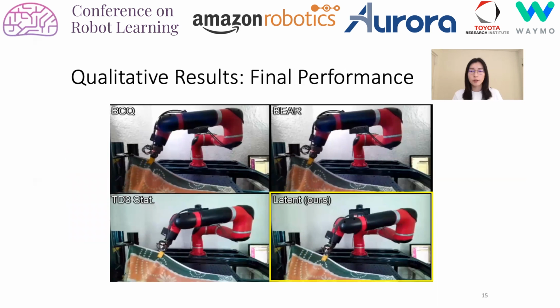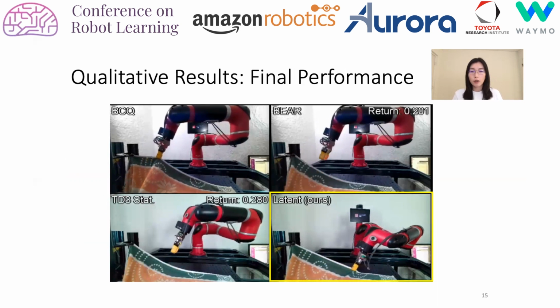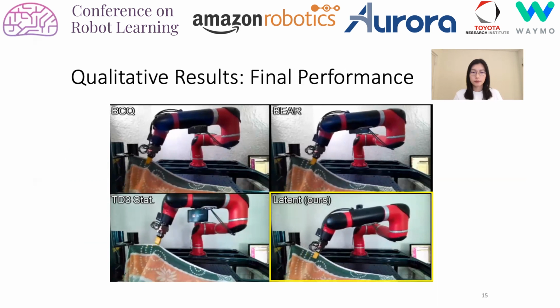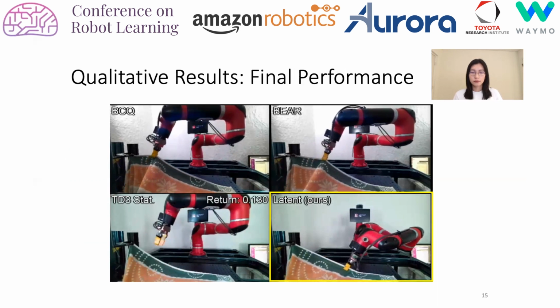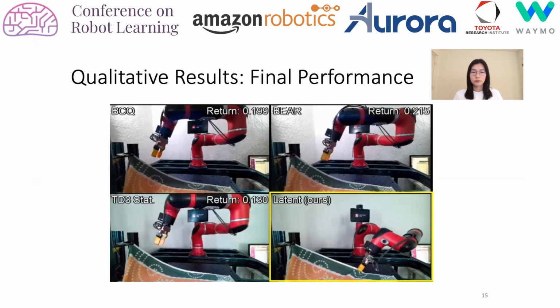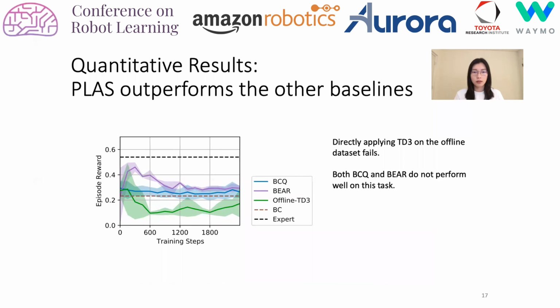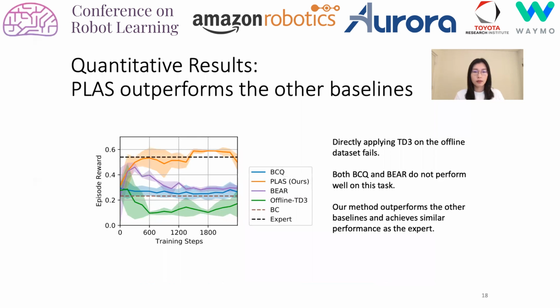Here's the final performance of the policy for each method. Our method can move the farthest compared to the other baselines. Here are the quantitative results. Directly applying TD3 on the offline dataset fails. Both of the offline RL baselines, BCQ and BEAR, do not perform well on this task. Our method outperforms the other baselines and achieves similar performance as the expert.